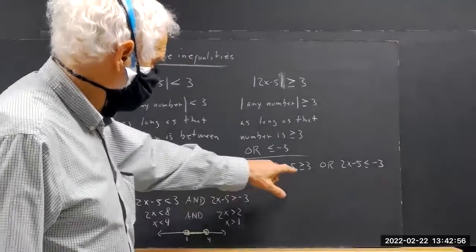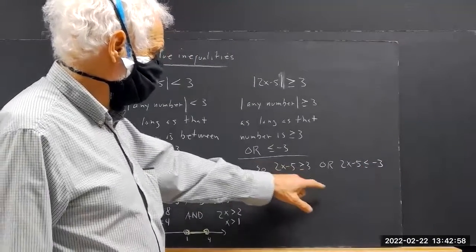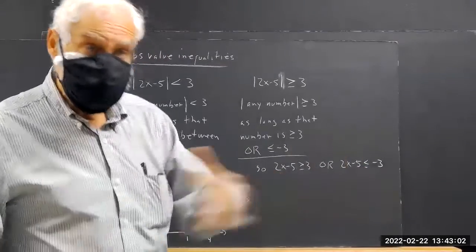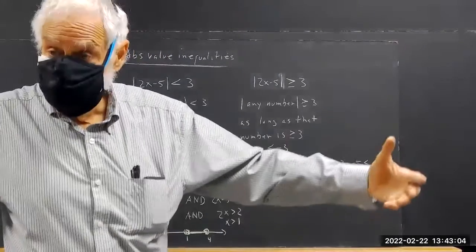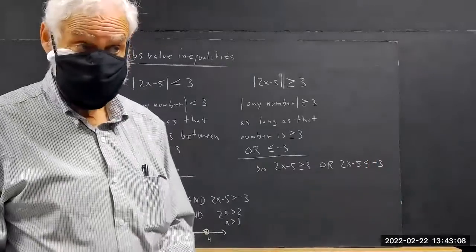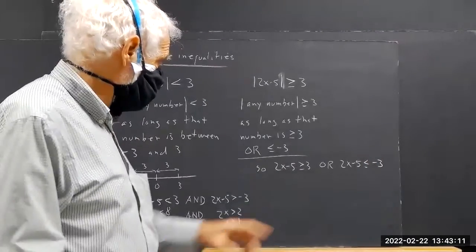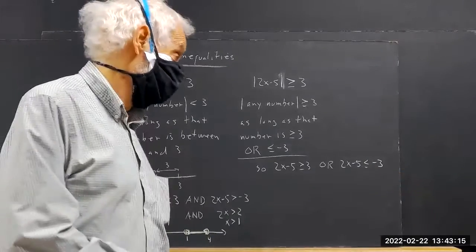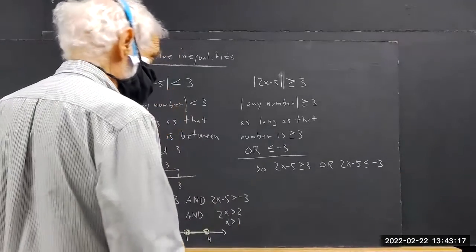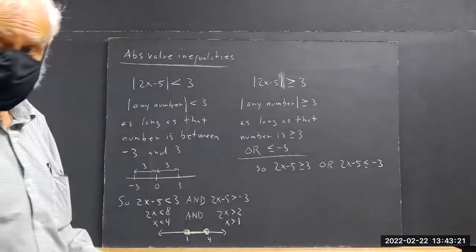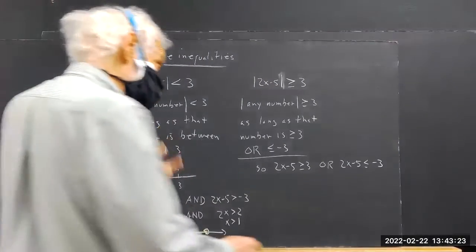So 2x minus 5 has to be either greater than or equal to 3 or less than or equal to negative 3. If a number is less than negative 3, then it's more than 3 units from the origin, right? And if it's greater than 3, it's more than 3 units from the origin. Well, having translated this and being careful about the "and" and the "or", it's real easy to solve.